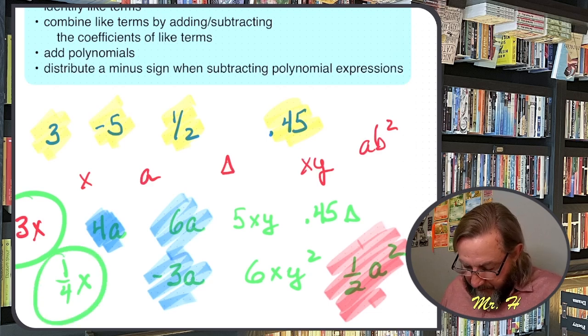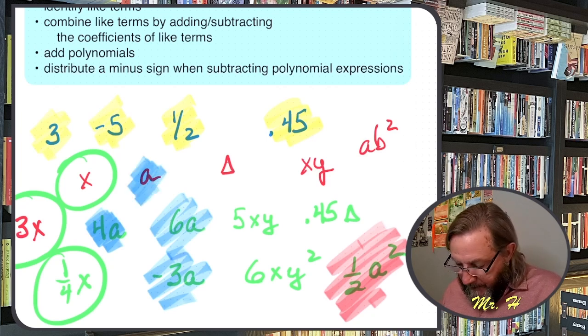These guys are like terms. That goes with them together there, okay? Oh, there's another a. That's a like term, so let's put it in there with the a's. The variable that we've got there with the delta, that's kind of all by itself. There aren't any others with that, so that's its own term.